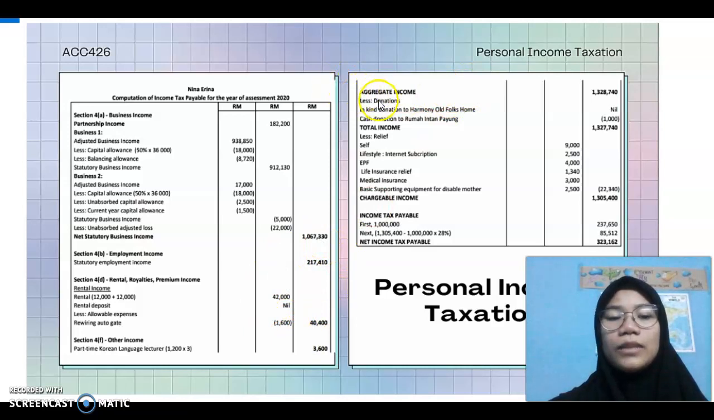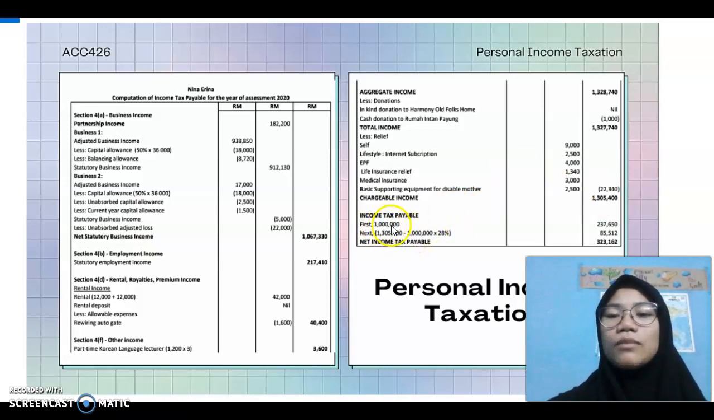After that, it will be deducted with the donation, which is not the in-kind donation but the cash donation. For the present case, this is the cash donation to Rumah Intan Payung, which costs 1,000, and it will be deducted. After that, it will also be deducted with the reliefs entitled for Nina Arena, such as self, lifestyle, EPF, life insurance relief, medical insurance, and basic supporting equipment for her disabled mother, and this will come out with the chargeable income. By this, we will know how much she needs to pay for her tax.